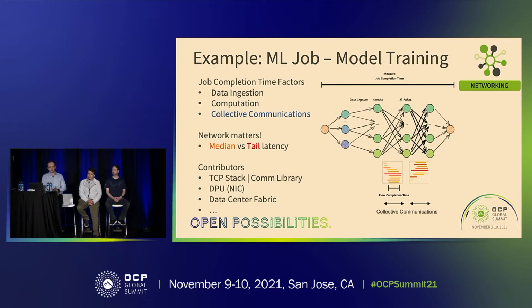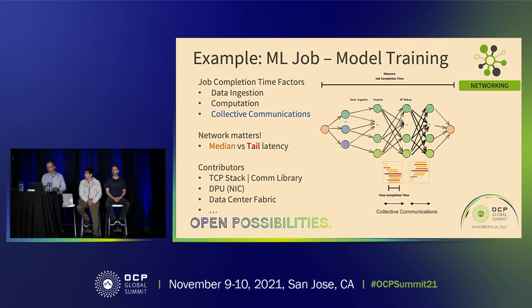Let's look at the machine learning example, a model training job. So the contributors to the job completion time are how much time it takes to ingest the data into our processing cluster, the time it takes to compute it every cycle, and then, very important, how much time it takes for all the nodes in the cluster to exchange the data before the next computing cycle can start. So we want to focus our attention right now on this communication part.